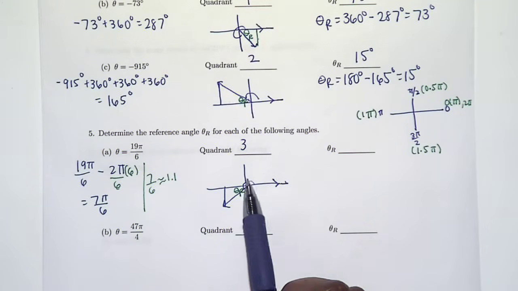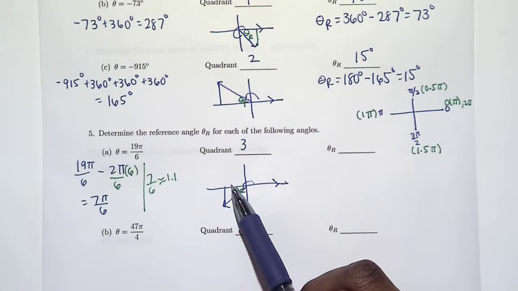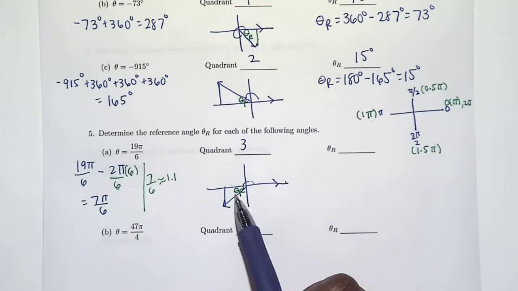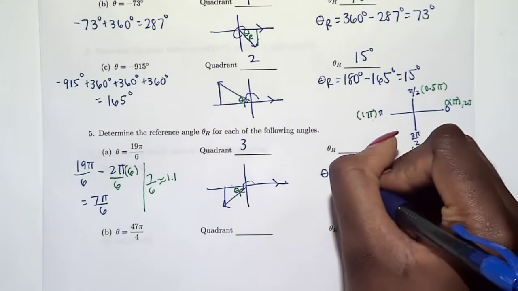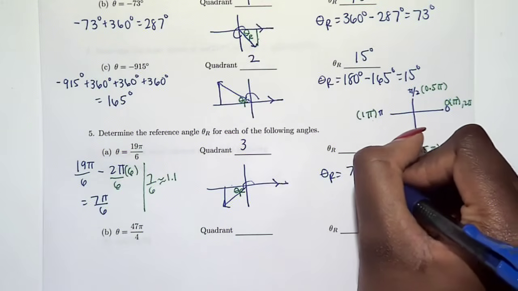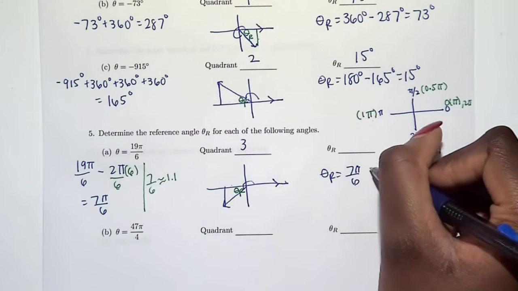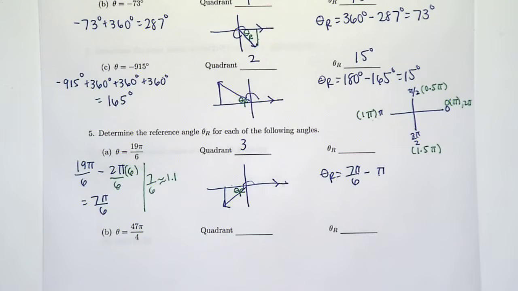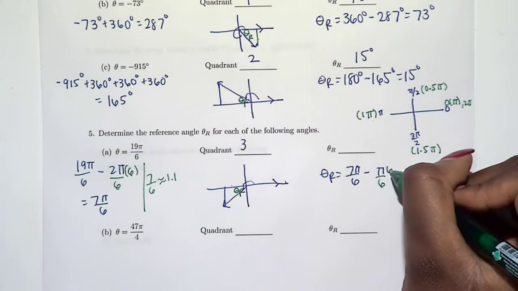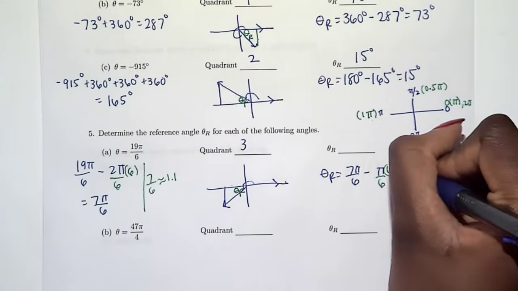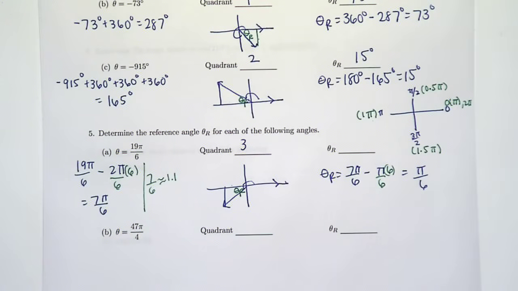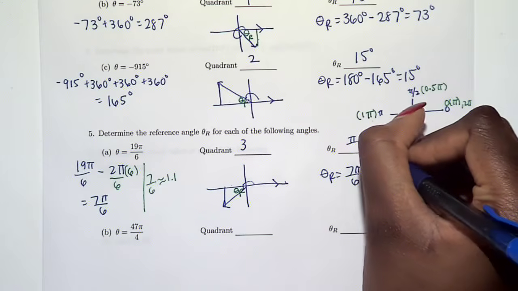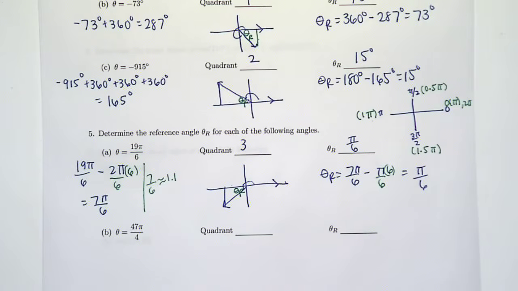How do we figure that out? We need to take this full angle here and subtract 180, or pi, to get this little angle. So 7 pi over 6 minus pi. Going to get a common denominator. Pi over 6 is our reference angle. I'm going to stop the video here, give you a chance to marinate about what happened here, and then we're going to move on to the next example.